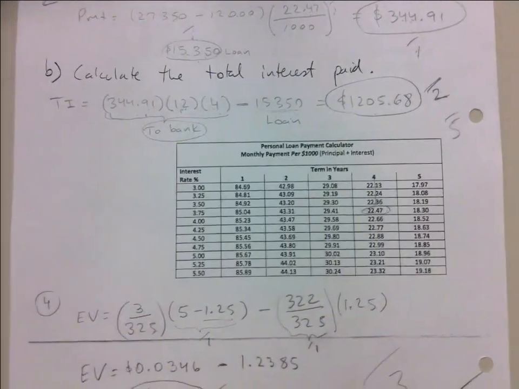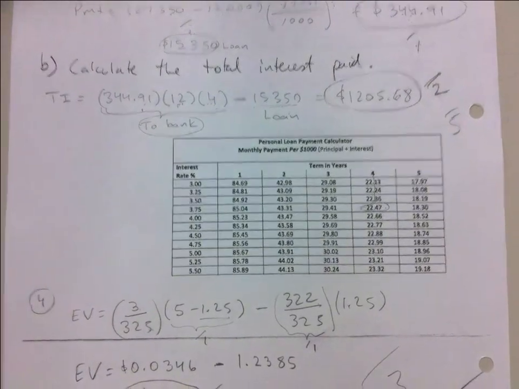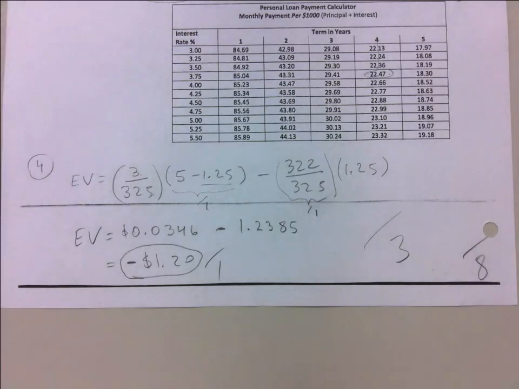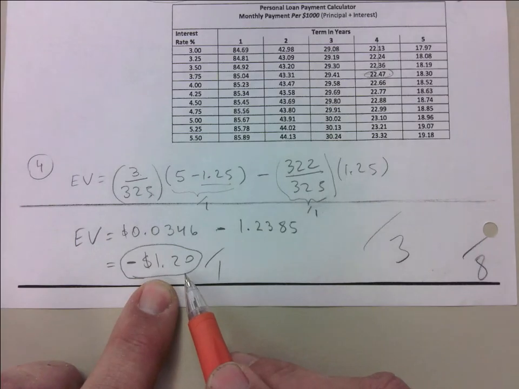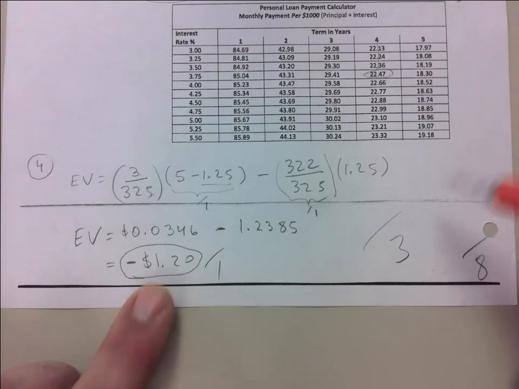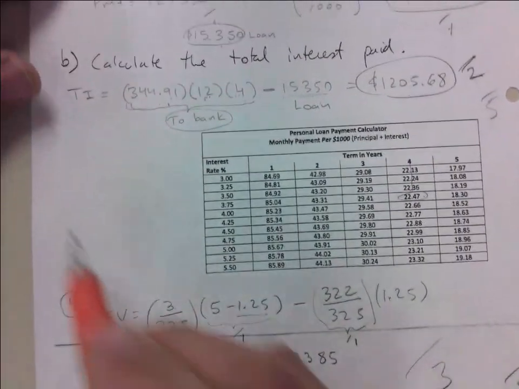I have a problem with that. I should have told you the expected value. I don't like this way anymore. I don't teach it this way anymore. But if you got negative $1.20, you get the marks. Here's how it should look. Let me just do 4 right here.